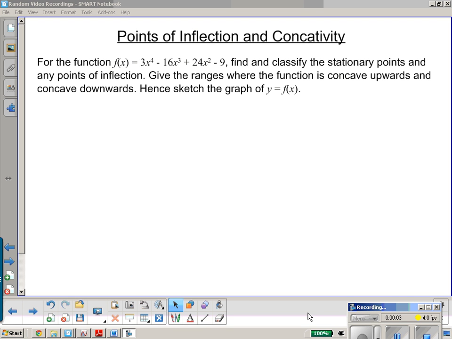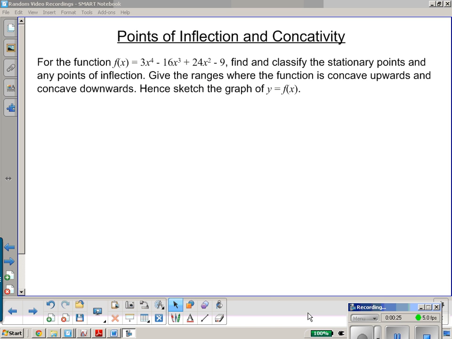In this video, we're going to look at how to find points of inflection and concavity within a function through an extended example. So we're given the function f of x equals 3x to the 4 minus 16x cubed plus 24x squared minus 9. And we're asked for several things.